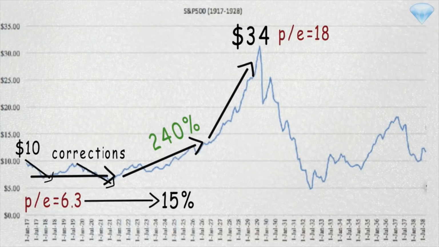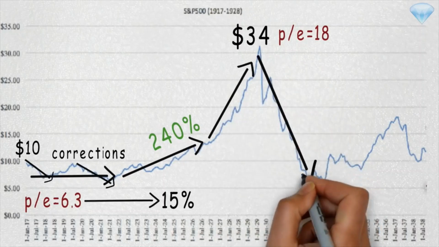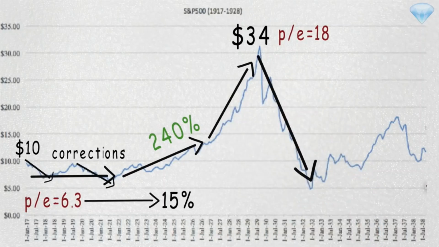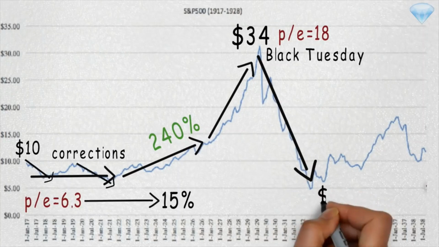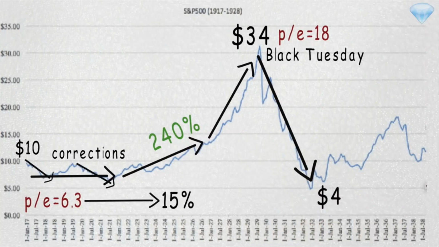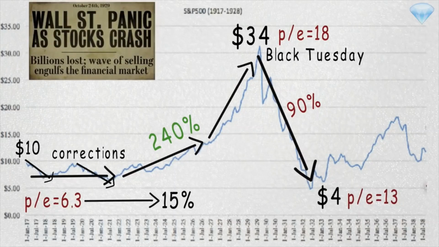Unsurprisingly, this is when the market experienced the biggest decline in history. It is still the biggest decline to the current date. On Black Tuesday, 1929, the market dropped from $34 all the way to $4. That's insane. Almost a 90% drop in the market. The PE ratio dropped to a low 13. The entire economy collapsed. The Great Depression began.